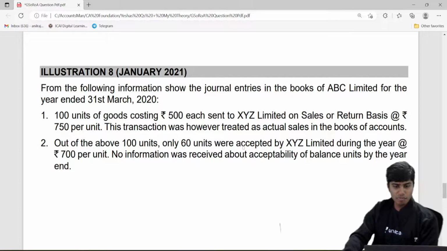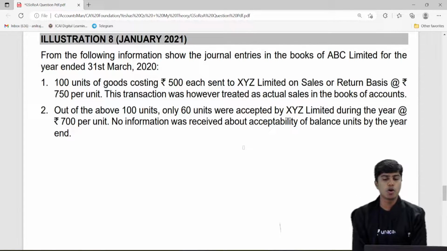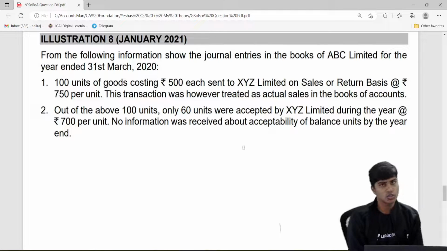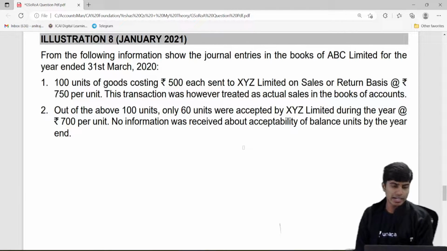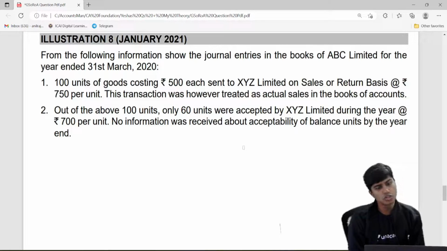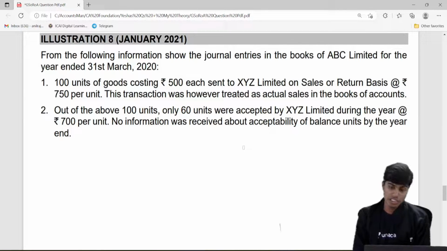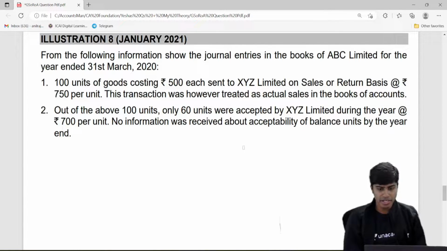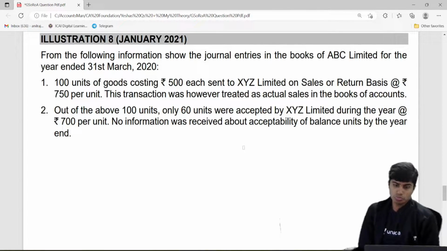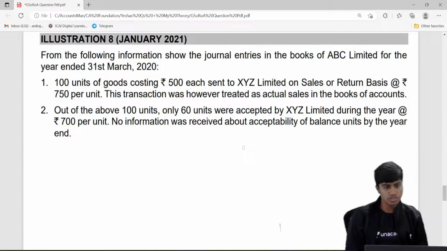From the following information, show the journal entries in the books of ABC Limited for the year ended 31st of March 2020. 100 units of stock of goods costing 500 each were sent to XYZ Limited on sale or return basis at 750 per unit. 500 each is the cost, 750 per unit is the selling price. This transaction was however treated as actual sales in the books of accounts.